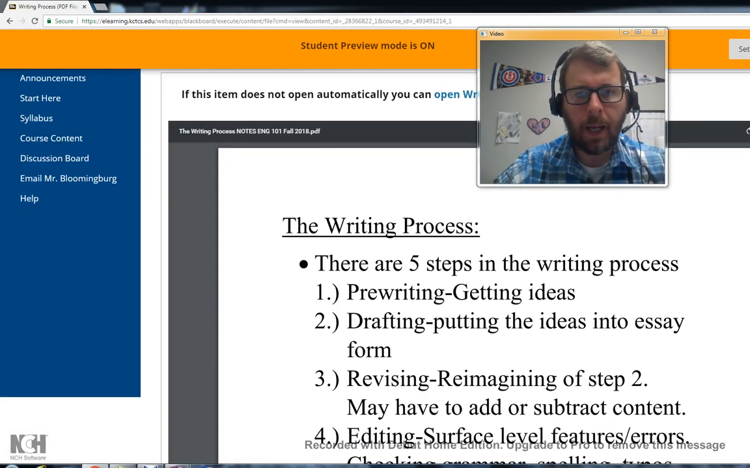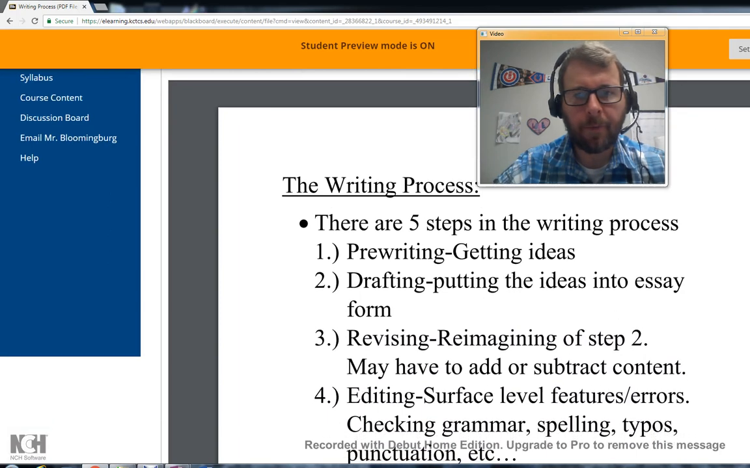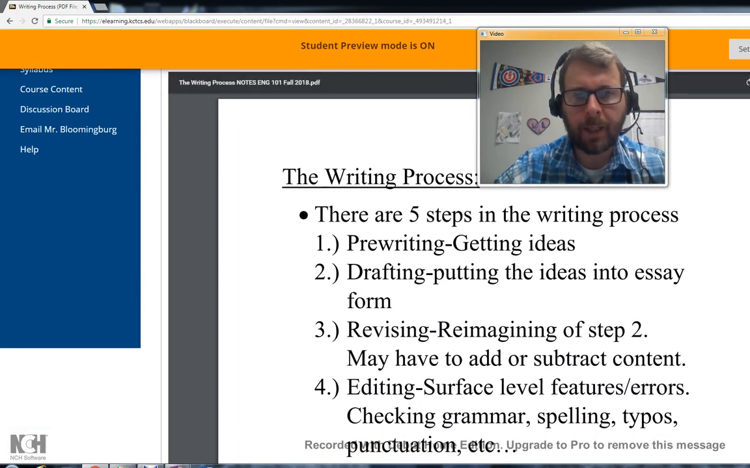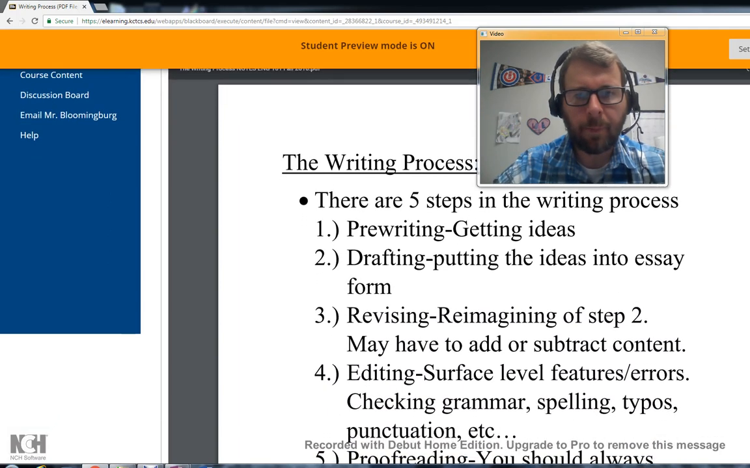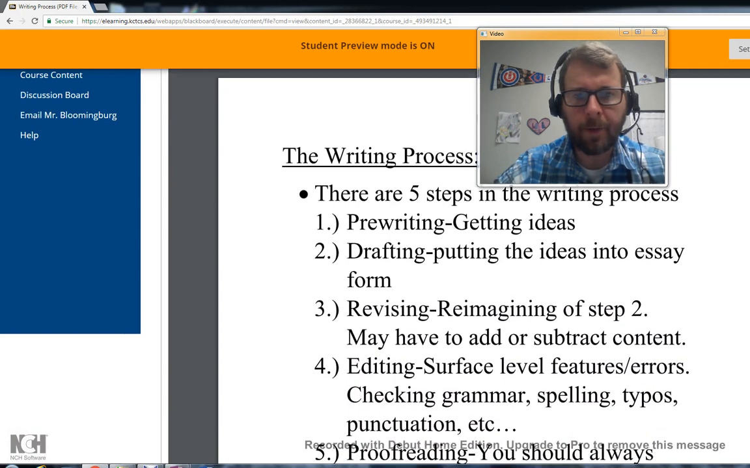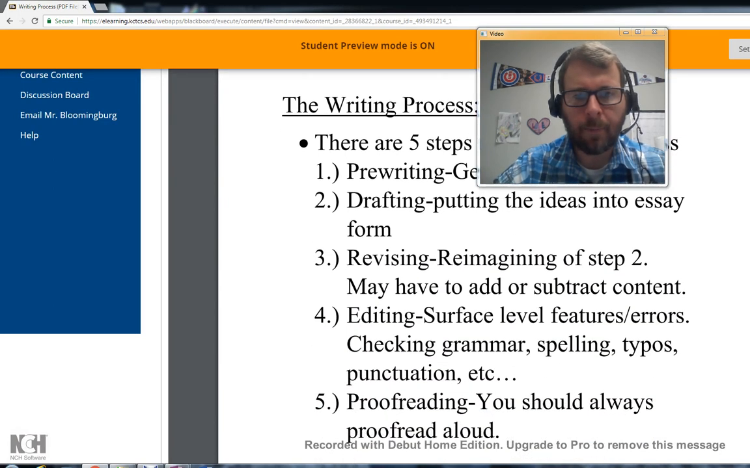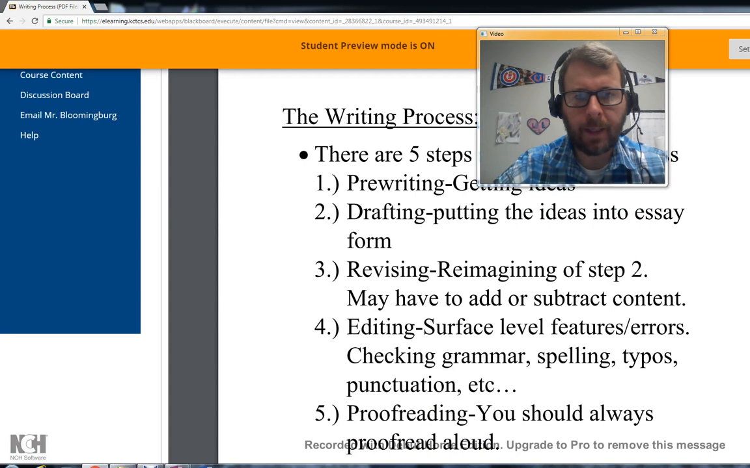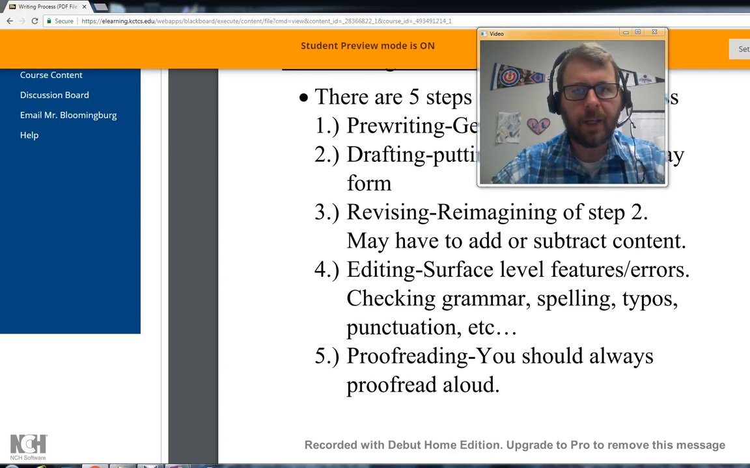So, writing process. There are 5 steps that we will be following in the writing process. Step 1 is just where you're getting your ideas. Step 2, after pre-writing, is the drafting, and that's where you put your ideas together in essay form. But notice that that's step 2, it's not step 5, so oftentimes we refer to step 2 as rough drafting as well. Revising is reimagining of step 2, and you may have to add or subtract content.